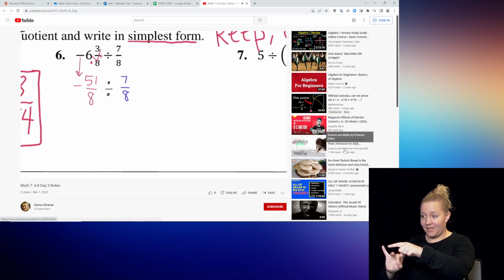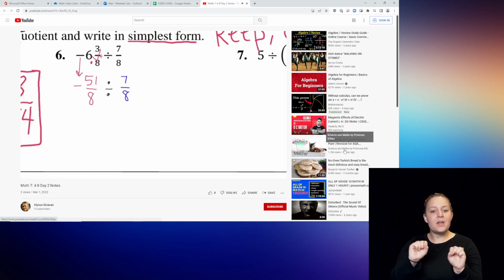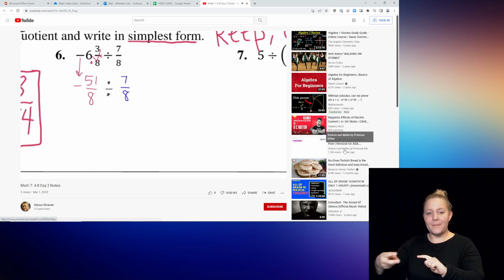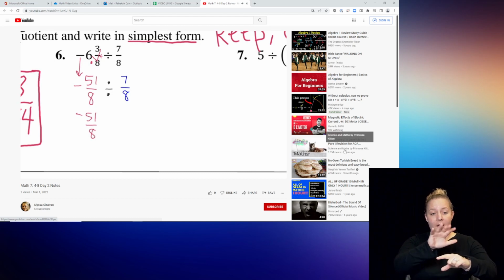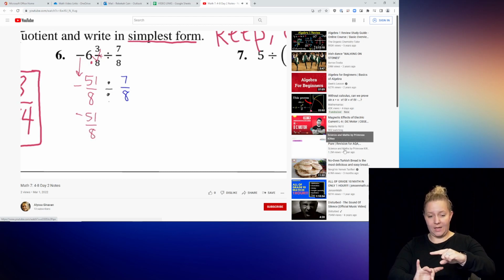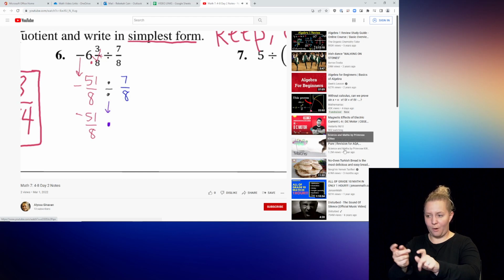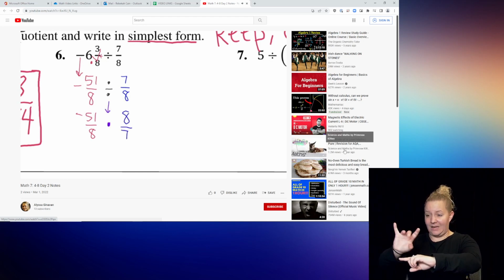Once we've set up our problem, now we can go ahead and keep, change, flip. You cannot have any mixed numbers whenever we're dividing fractions. So I'm going to keep the first fraction, -51 over 8. I'm going to change this division symbol into a multiplication symbol, and then I'm going to flip 7/8. So now this is 8/7.